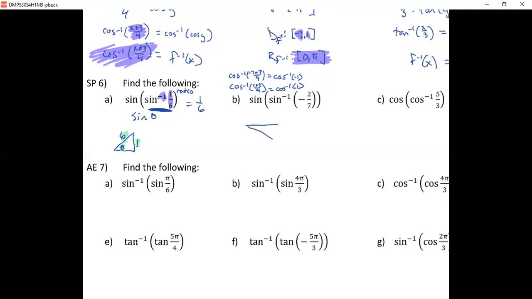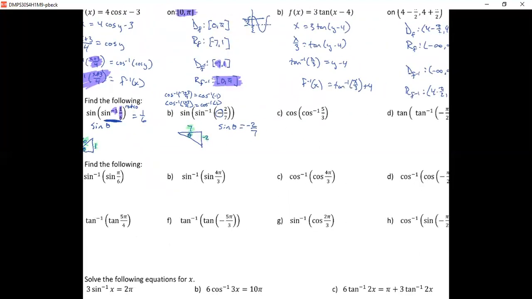Second one, the sine of the inverse sine of -2/7. Remember, we're in quadrant -1 because the ratio is negative. So our problem's really asking, what is the sine of theta? Well, the sine of theta, once again, is going to be opposite over hypotenuse, which gives us -2/7 again.